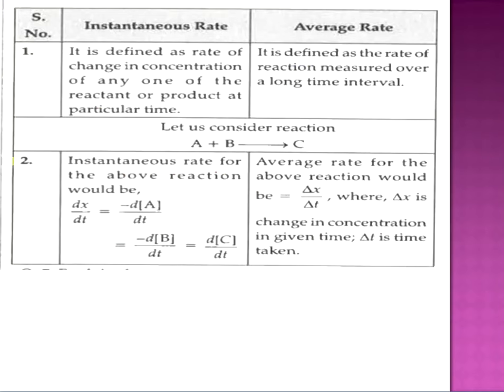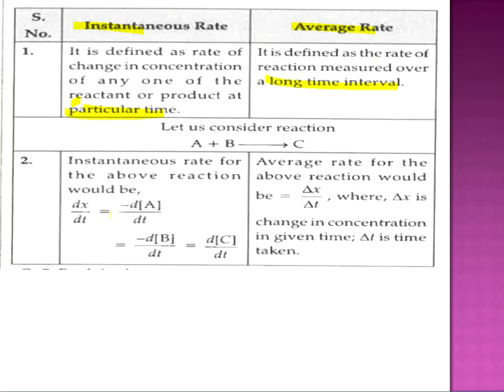Next, there are two types: instantaneous rate and average rate. Instantaneous rate is used when we have to find the rate of reaction at a particular time, using any one of the product or reactant. And the average rate is for a longer time period, so for long reactions we use the average rate.